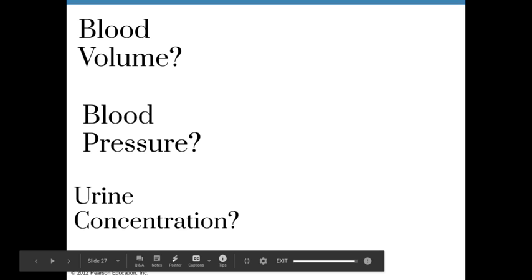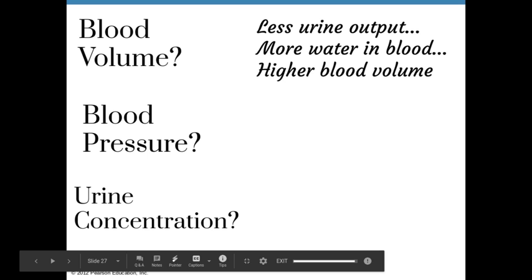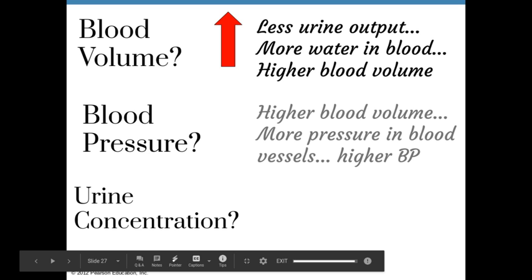because the body knows how much water it needs to keep around for normal functions of all of your organs. Okay. So just to review, when we have antidiuretic hormone present, remember, antidiuretic means that I am not producing urine. So I'm holding on to water. So less urine output means more water in the blood, which means a higher blood volume. That's going to lead to a higher pressure in my vessels, which means higher blood pressure.